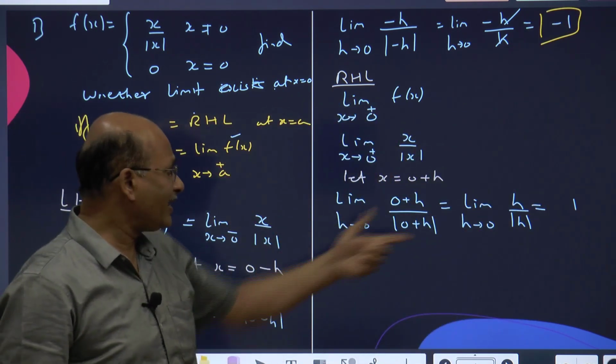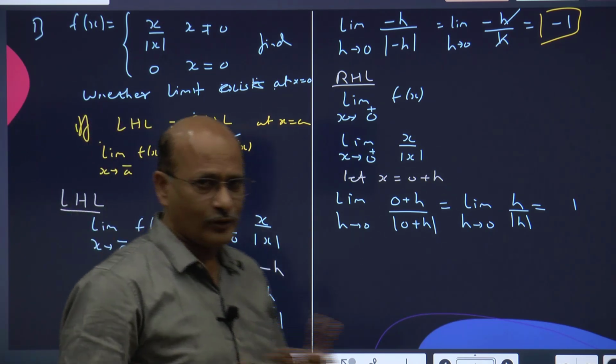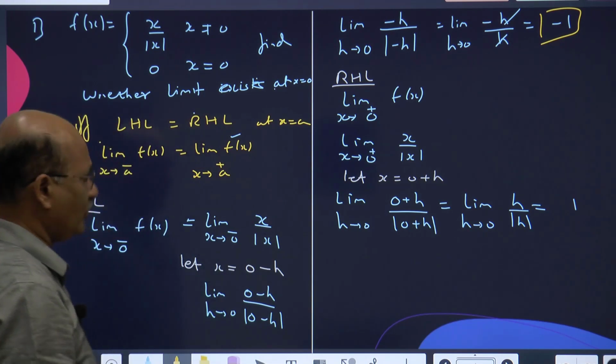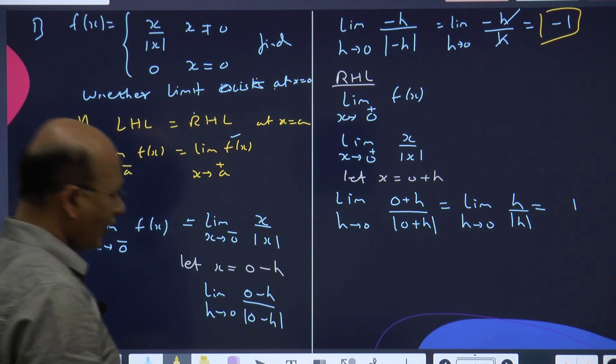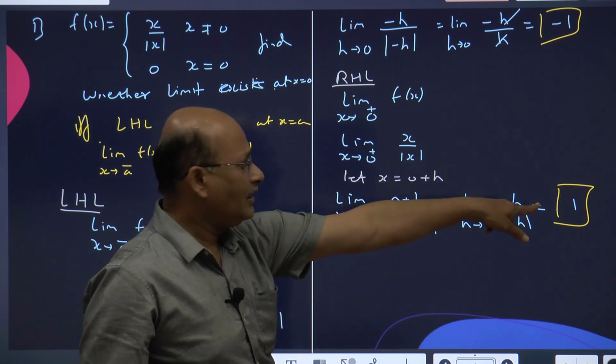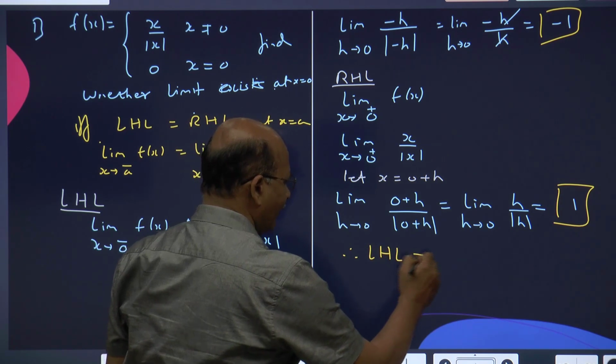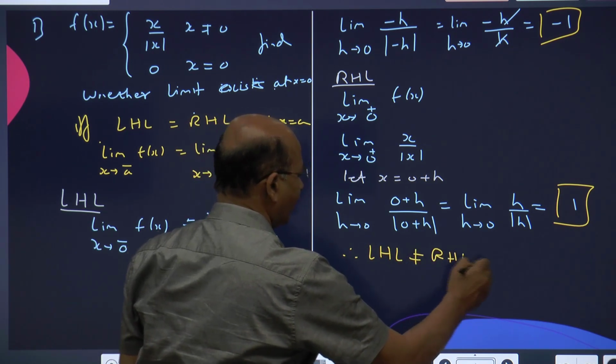Can anybody tell me what is my right hand limit value? You can see on the screen. Come on, I want you to be interactive. What is the value? 1. Absolutely right. So my left hand limit is minus 1, right hand limit is 1. Therefore, I can conclude left hand limit is not equal to right hand limit.